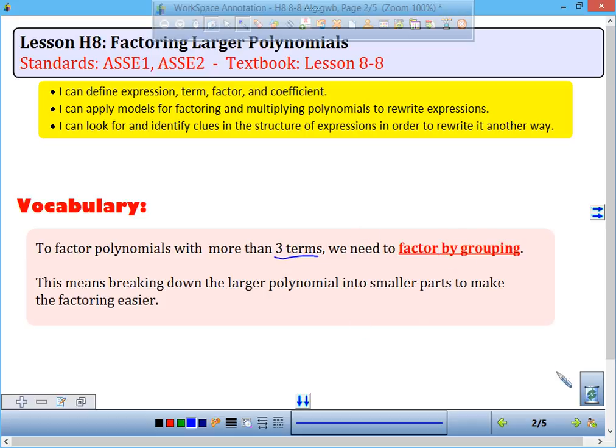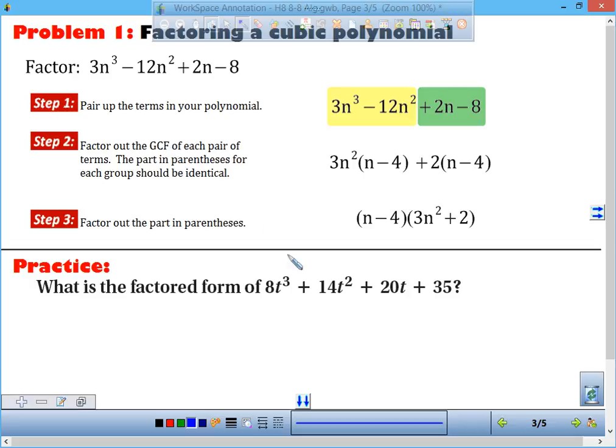Okay, so if we take a look, this first one here, we have 8t cubed, 14t squared, 20t, and 35. Always check, just like we always do, is there a greatest common factor that we can factor out of all 4 of these? And in this case, there isn't. So when we can't do that, we factor by grouping, it's called. So we're going to group the first 2 together and then the second 2 together.